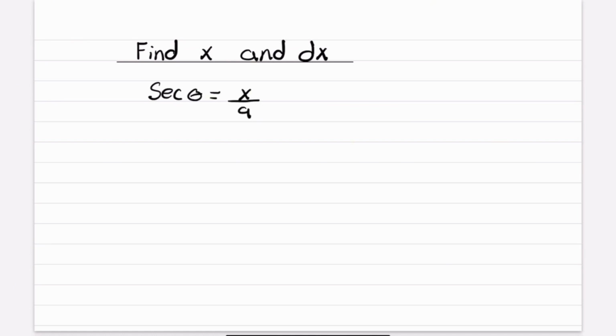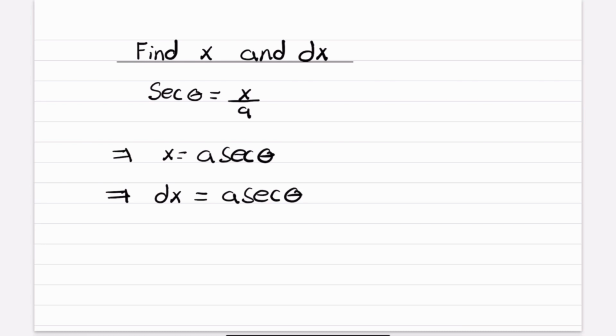So the first thing we're going to do is find x and dx. Beginning with our original equation, we have that secant theta is equal to x over a, which means that x is equal to a secant theta, which means that dx is equal to a secant theta tan theta d theta.